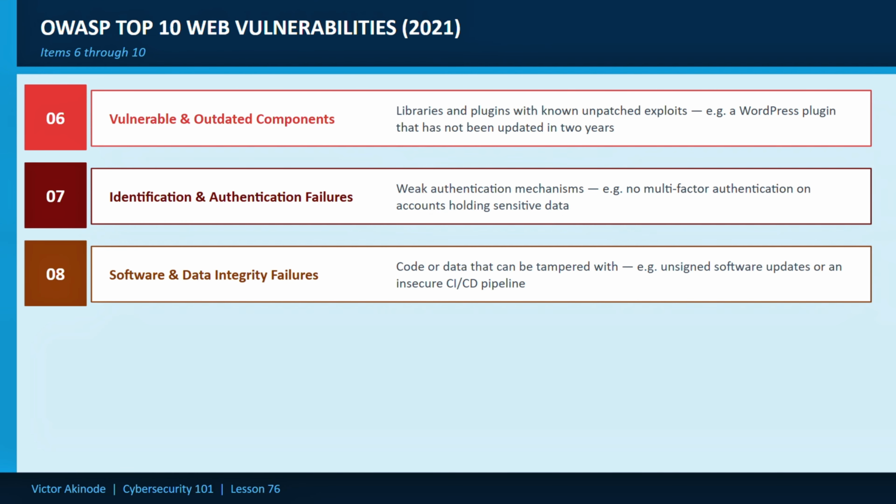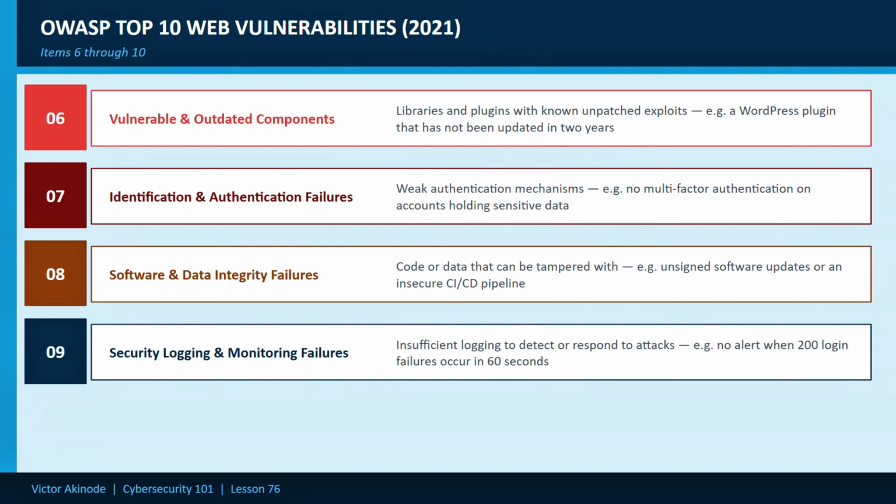Number 8 is software and data integrity failures, and this has to do with code and data that can be tampered with. Example of this is unsigned software updates or insecure CI/CD pipelines that allow malicious code injection. Number 9 is security logging and monitoring failures, and this has to do with insufficient logging to detect attacks. Example of this is having no alerts when multiple failed login attempts occur, and that means that an attack such as brute force attacks can go unnoticed.